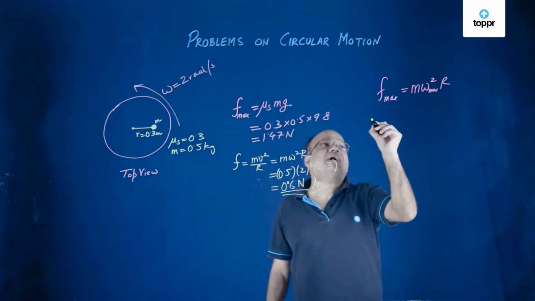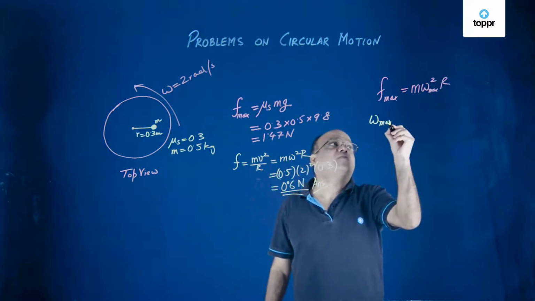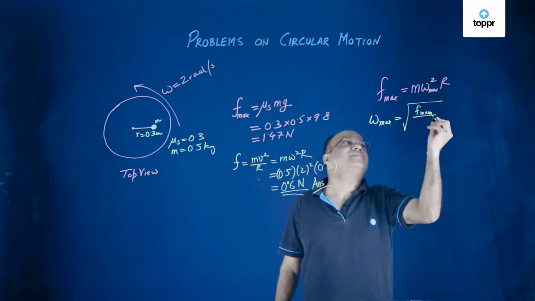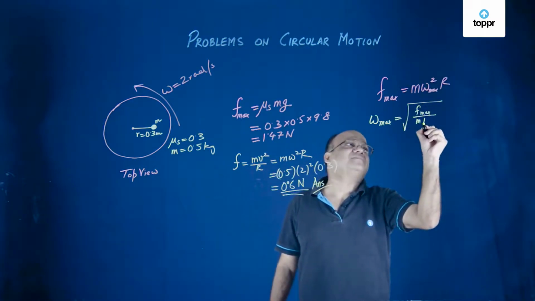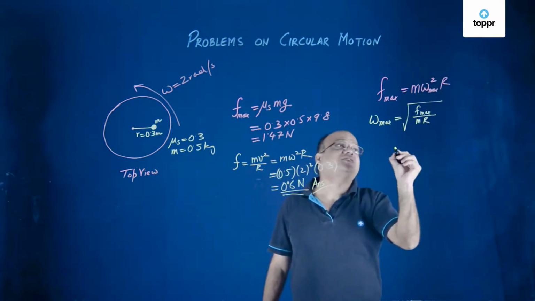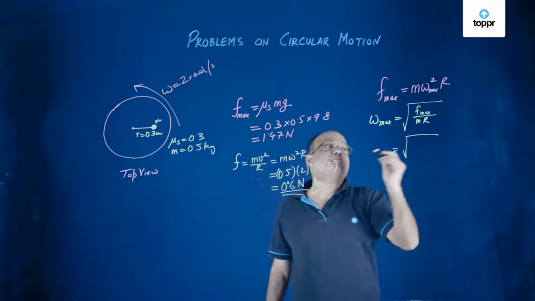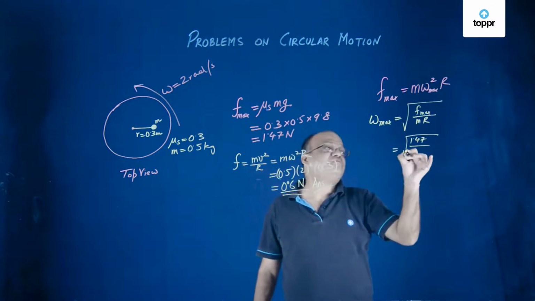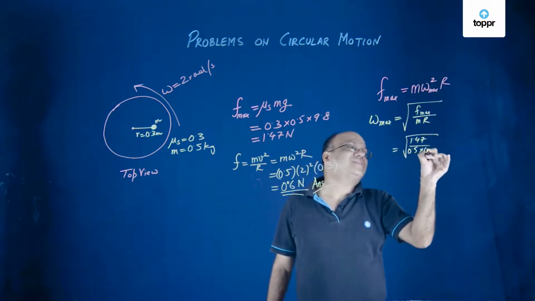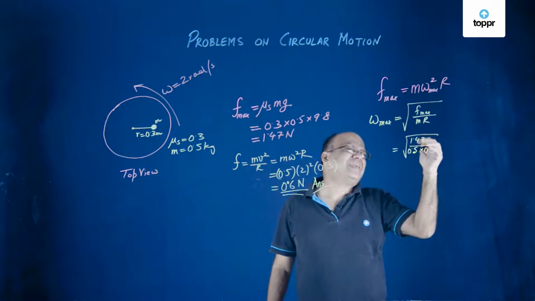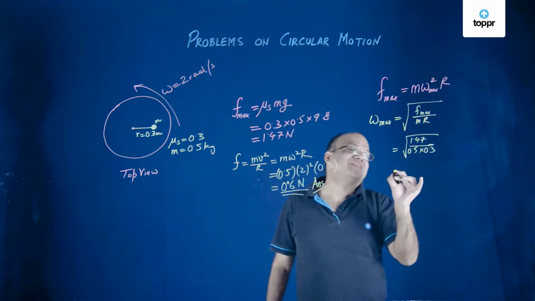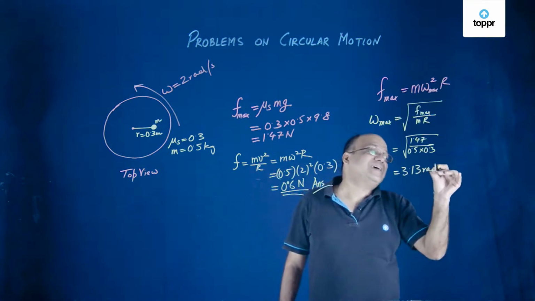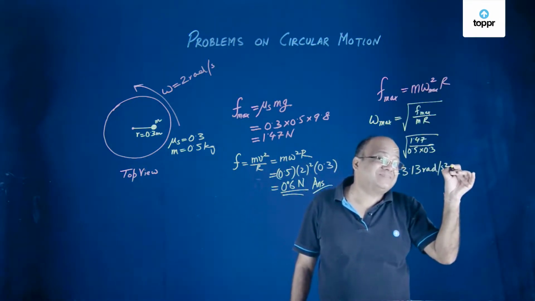We have to find omega max. So what will omega max become? Omega max will be equal to root over F max by mr. F max is how much? F max is 1.47, mass is 0.5, radius is 0.3, this will be a little bit less than 10. If you take the square root, you'll get the answer as 3.13 radian per second.